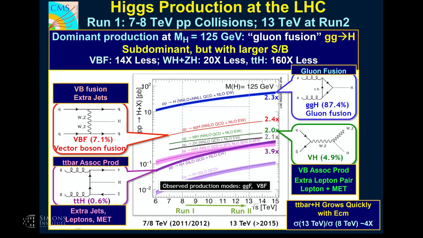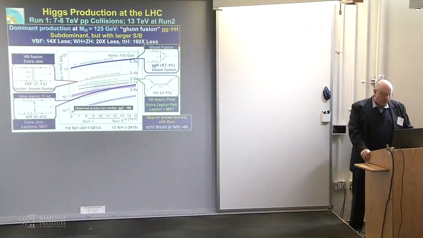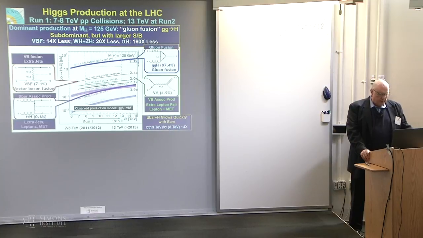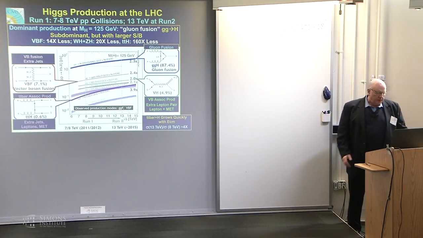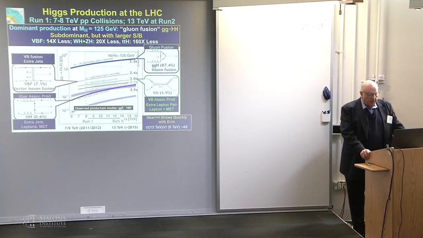There are other processes. What can happen is a quark and antiquark, two quarks, are going along. They each radiate a weak boson, like a W. So I can get two W's, I can get Z's, and they can fuse together on the left to form a Higgs boson. That's down by about an order of magnitude. Although it's rarer, because there are also two leftover quarks which form two jets, that's more distinctive, and so the signal to background ratio can be larger.